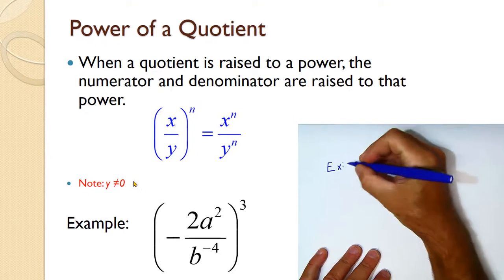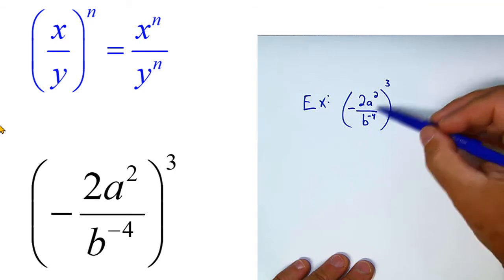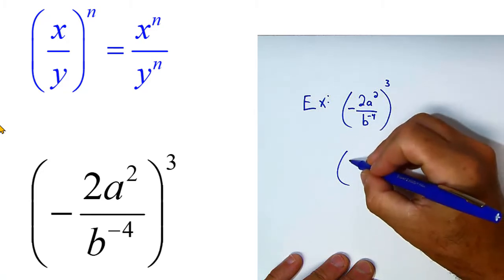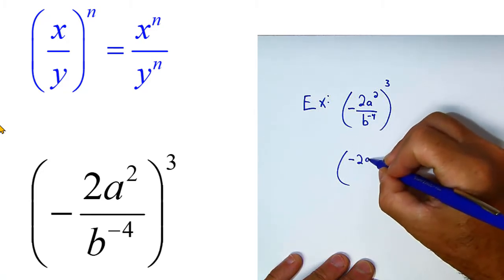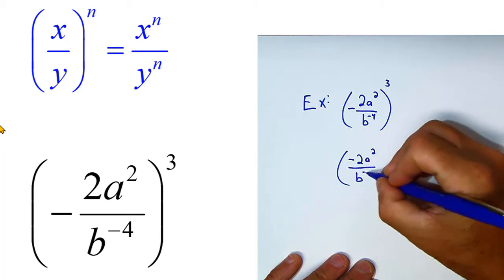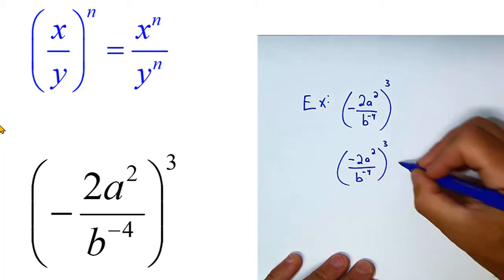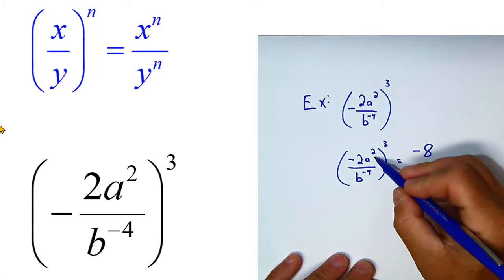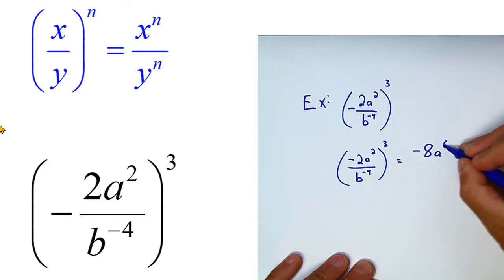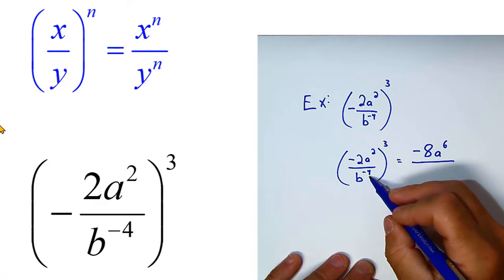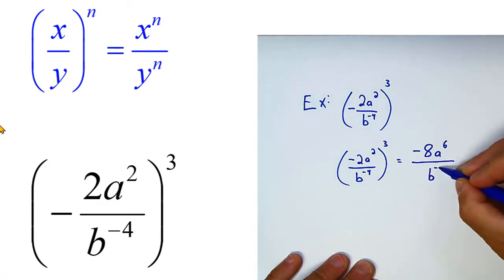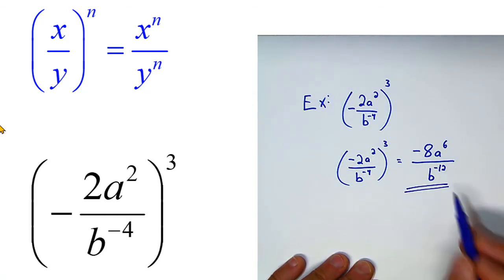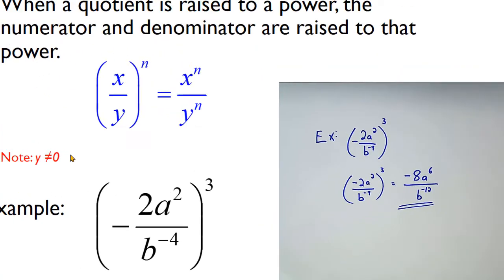But let's look at this example. Negative 2a squared over b to the negative fourth. Well, that negative sign can easily be associated with the numerator or the denominator, but not both. Let's call it negative 2a squared over b to the negative fourth. Let's raise that to the third power. Okay, negative 2 raised to the third power, as we saw, is negative 8. A squared to the third power gives us a to the 6th. We're going to multiply those. And b to the negative fourth to the third power, that's b to the negative 12th. Now again, we could go a little bit further with that, as we're going to see in our next two properties, but for right now, we'll be satisfied with that.